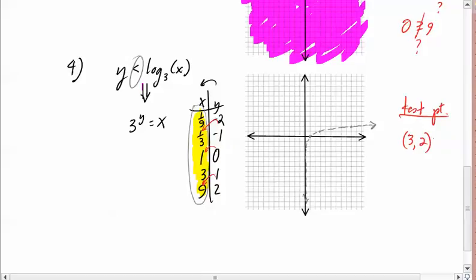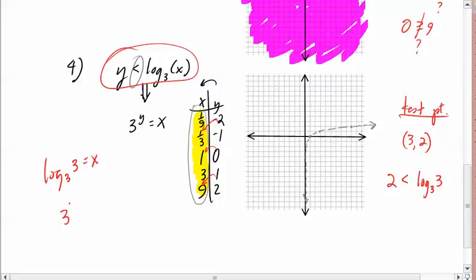No problem. All right, so the reason I picked 3, 2 is this. Think about it. I'm going to go back to this original problem. Watch this. 2 is less than log base 3 of 3. Now, what is log base 3 of 3? Well, if I set that equal to x, it's 3 to the x is equal to 3. Well, that's a 1, x is 1. So this whole thing is actually equal to the number 1.